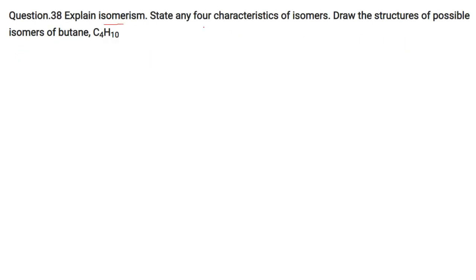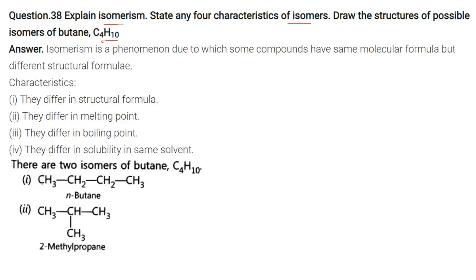Explain isomerism. State any 4 characteristics of isomers. Draw the structures of possible isomers of butane, C4H10. See, isomerism is the phenomenon due to which some compounds have the same molecular formula but different structural formulas. So what are the characteristics? They differ in structural formula, in melting point, in boiling point, and in solubility in the same solvent. There are 2 isomers of butane, C4H10. One is n-butane, and one is 2-methyl propane.